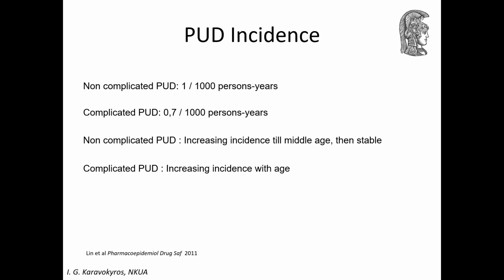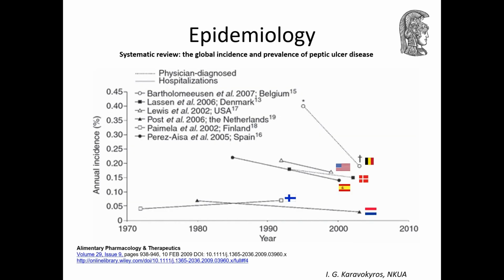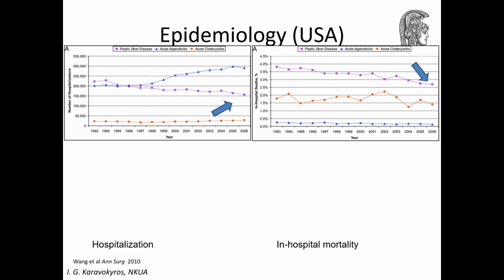The incidence for uncomplicated peptic ulcer disease in Western world is approximately 1 in 1,000 persons, and is slightly lower for the complicated one. It appears to be influenced by age. For complicated ulcers, the incidence increases steadily with increasing age, but for the uncomplicated ones, the incidence peaks in middle age and then remains constant. From the 80s and onwards, there seems to be a decrease of the incidence of peptic ulcer and its hospitalization needs. Like the needs for hospitalization, mortality seems to decrease in the United States.